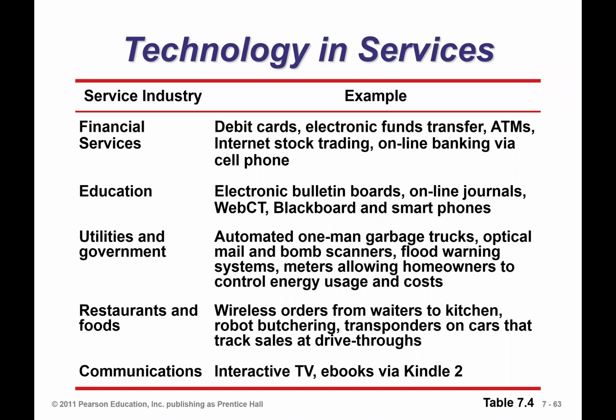In education, technology, we're talking about Blackboard and smartphones now. Utilities and government, you have the automated one-man garbage truck. We don't have that yet in Jamaica. Optical mail and bomb scanners, flood warning systems, and meters allowing homeowners to control their energy use. We have those, guys. Restaurants and food area: wireless orders from waiters to the kitchen, robot butchering, transponders in cars that track sales at drive-thrus. Communications: you have interactive TVs now, we have ebooks, Kindle, that kind of stuff.